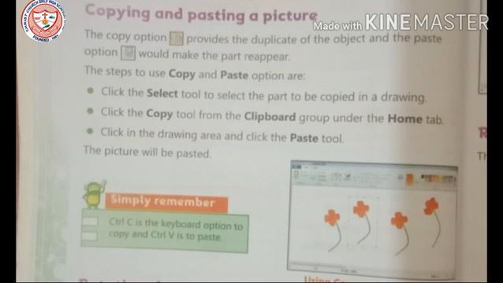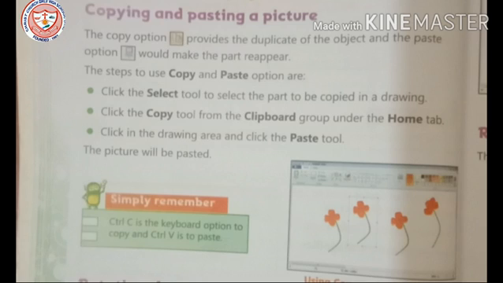Copying and pasting a picture. The copy option, see the symbol, provides the duplicate of the object. And the paste option, see the symbol, would make the part reappear.